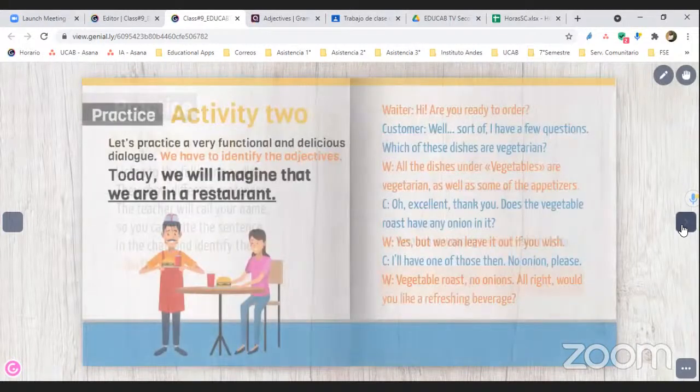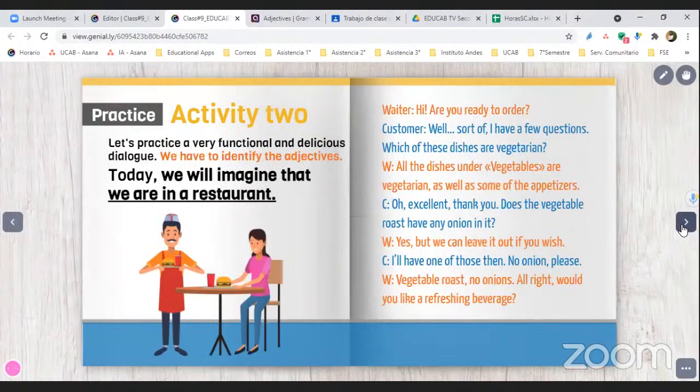Right here, we have a dialogue. So I'm going to ask some of you to read the dialogue, okay? With your microphone open, and you have to tell us which are the adjectives. For example, if I am the waiter and I say, hi, are you ready to order? I have to look for the adjective, if it is one adjective right there.